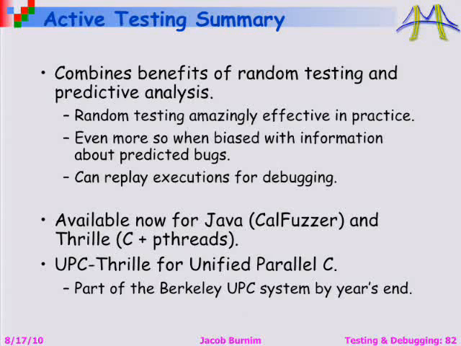Okay. So again, this is a way to combine the benefits of random testing and predictive analysis. It's something we've been working on in the Parlab for the last few years, and it'll apply to a lot of different kinds of bugs. And it's available right now. You can download the tool CalFuzzer for Java and Thrill for C and Pthreads. And we also have this tool UPC Thrill. We're collaborating with people at the Berkeley lab that we hope will be part of this UPC distribution by the end of the year.